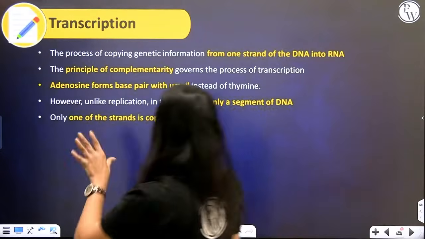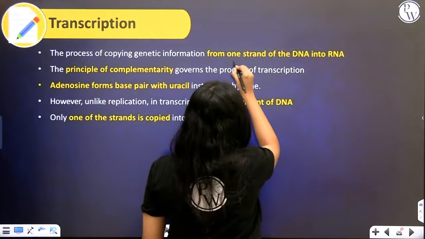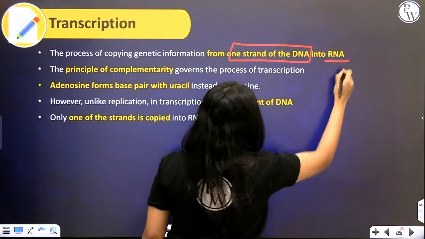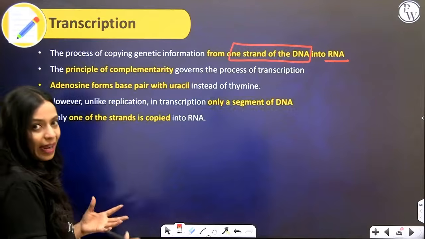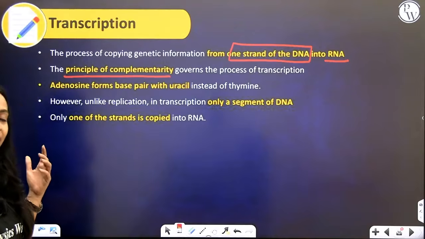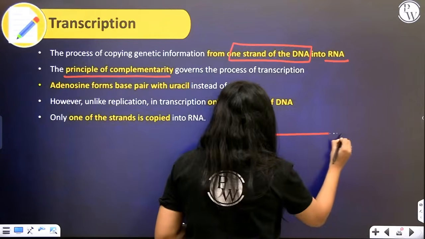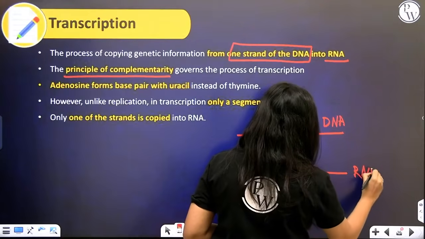If you were to define transcription, we can say that it is the process of copying genetic information from one strand of DNA. Only one of the two strands is acting like the template. From one strand of DNA to RNA, the genetic information is copied. So how exactly does this happen? What is the principle that governs this? It is the exact same principle behind DNA replication, which is the principle of complementarity. So the principle of complementarity is what is involved in the process of transcription as well. The only difference is over here, DNA is the template, RNA is being synthesized.